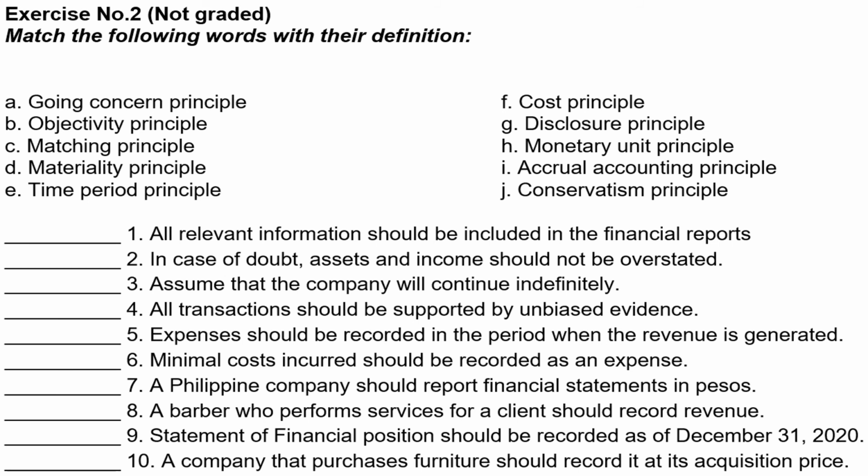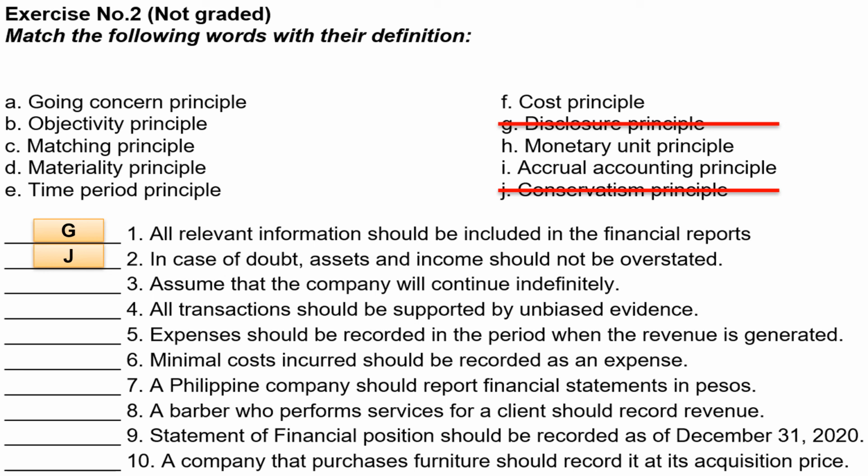So, number 1, all relevant information should be included in the financial reports. So, aling principle ito? So, dapat daw lahat ng relevant information ay ilalagay natin dun sa financial statements or dun sa financial reports natin. Any guess? Okay, so that's letter G, disclosure principle. Okay, number 2, in case of doubt, assets and income should not be overstated. So again, that's being prudent. So when we say prudent, ano yung term? So that's conservatism principle.